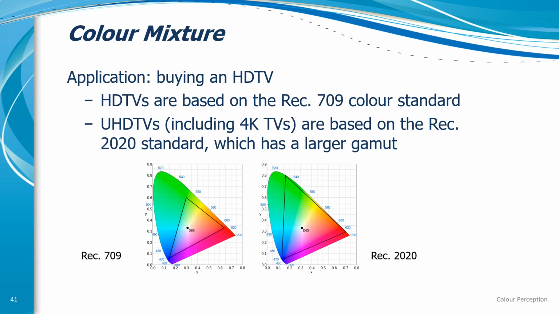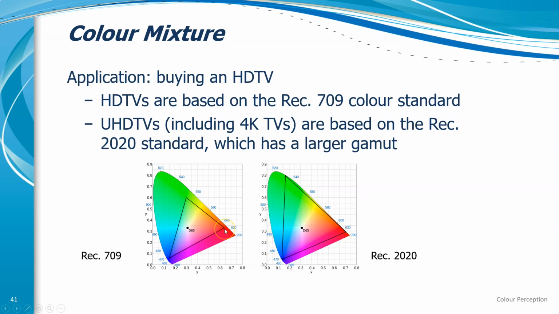Now, when you're shopping for a television, if you want to have the richest color experience, you'd want to get one that has a triangle that is as close to the human eye gamut as possible. So you can see the 2020 is a much larger triangle than the 709.